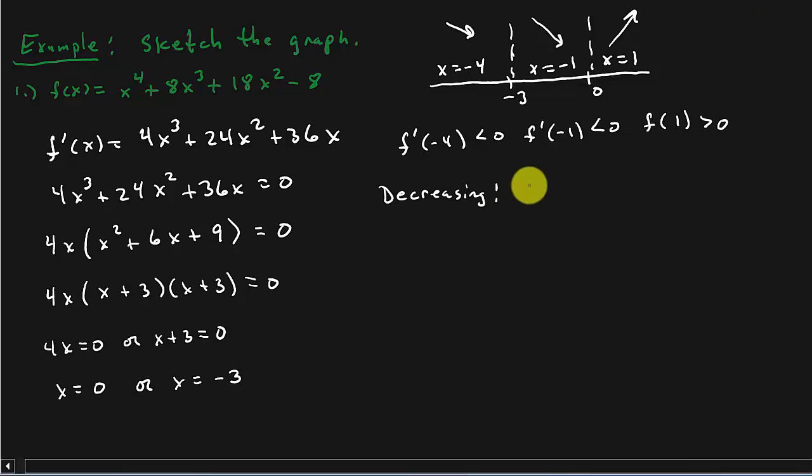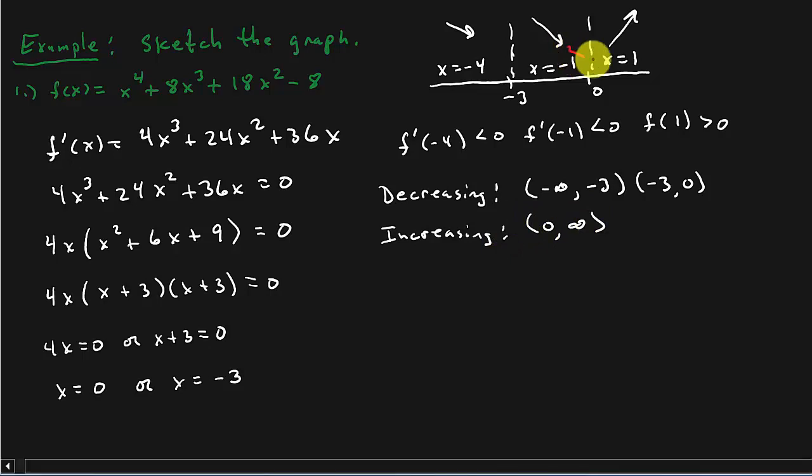It's decreasing from negative infinity to negative 3 and negative 3 to 0, and it's increasing from 0 to infinity. All right, and then you can see here I only have a relative minimum. There's no relative maximum in this one. So I have a relative minimum at 0.